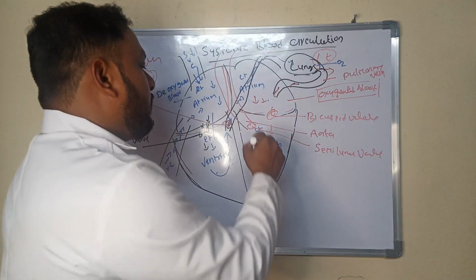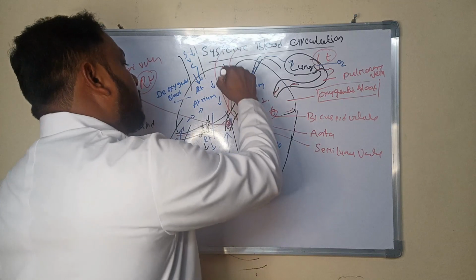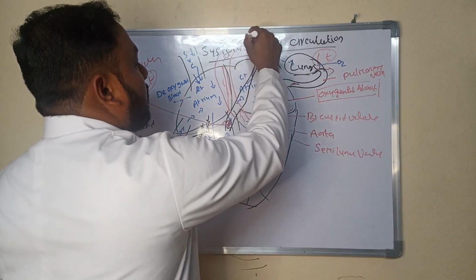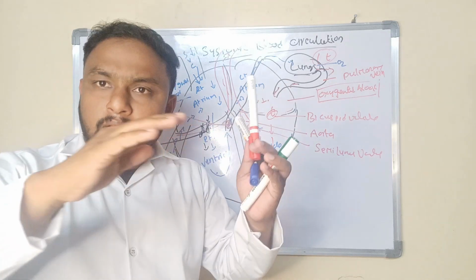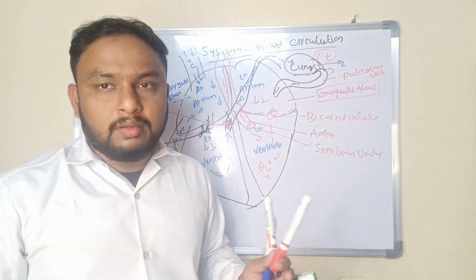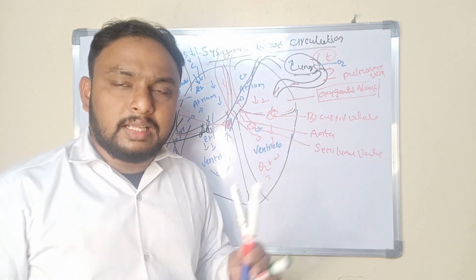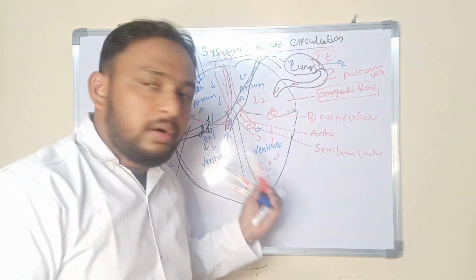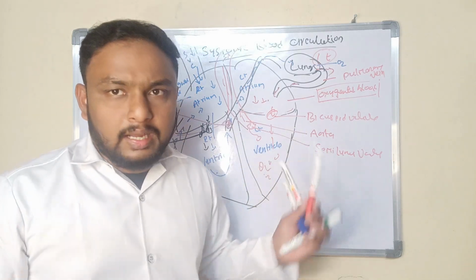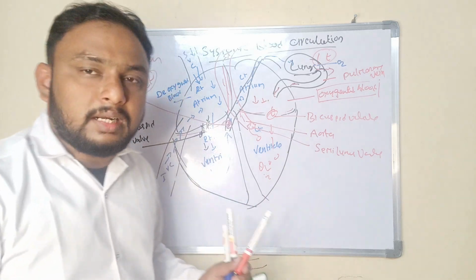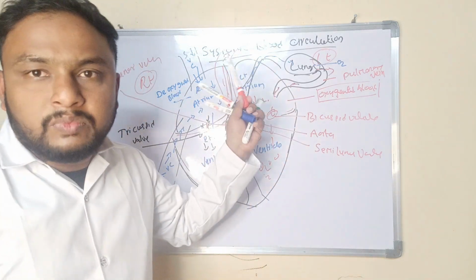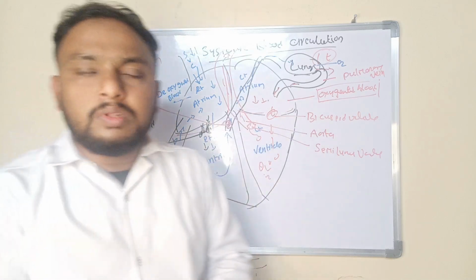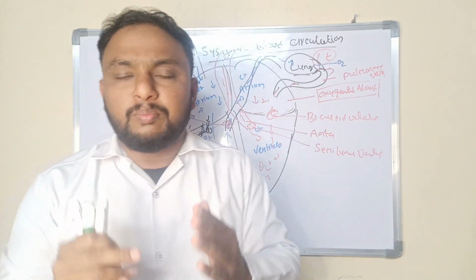From here the blood goes through what is called the arch of the aorta. From the aorta it will go to the entire body. It will divide into other circulations like the coronary circulation, pulmonary circulation, and portal circulation. The entire body it will supply from the aorta.